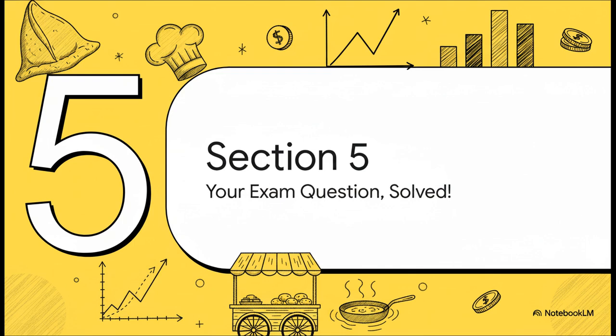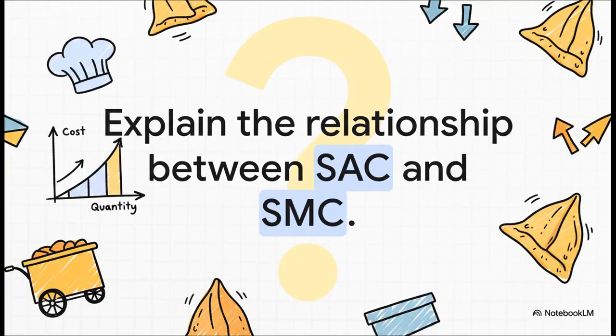Now, to make sure you get full marks, let's practice a real board exam question. Chalo, let's solve this together. This is such a classic 3-mark question. They just want you to explain the relationship between that big brother SAC curve and the Nike swoosh SMC curve. So how do you write the perfect answer?